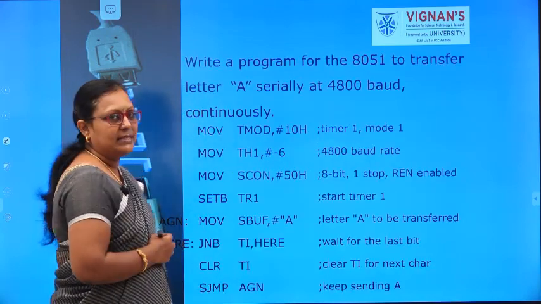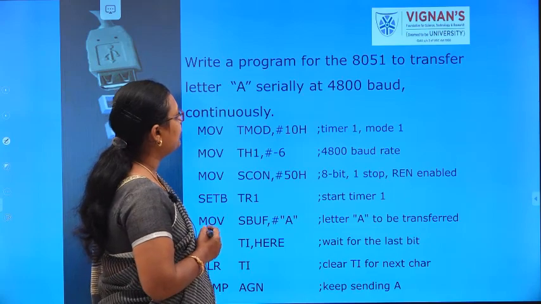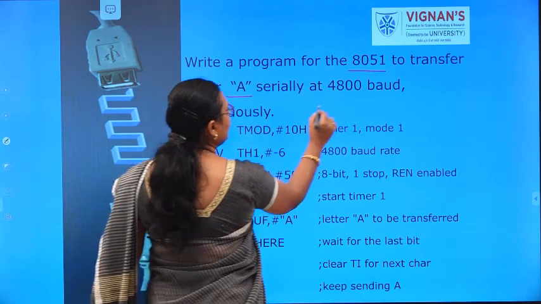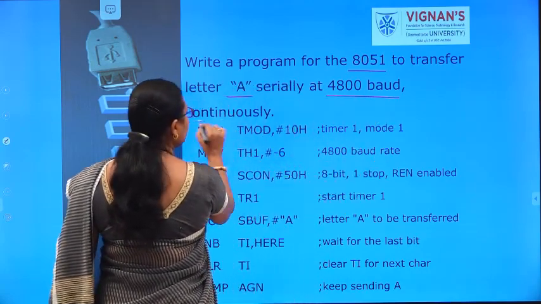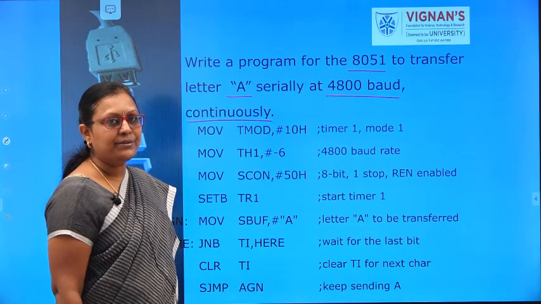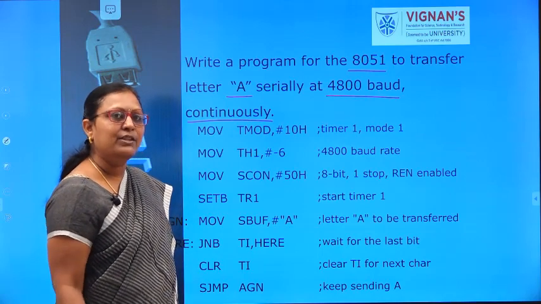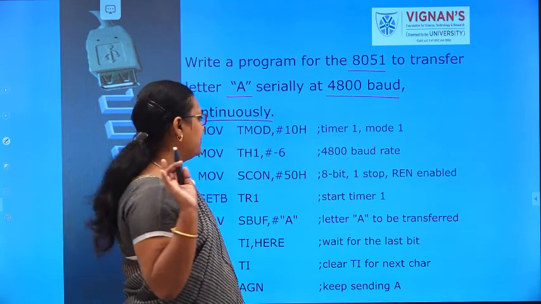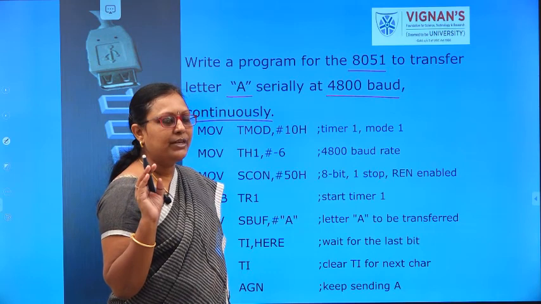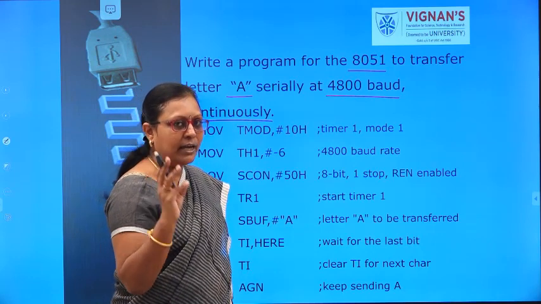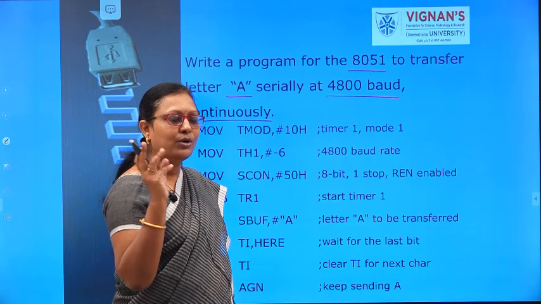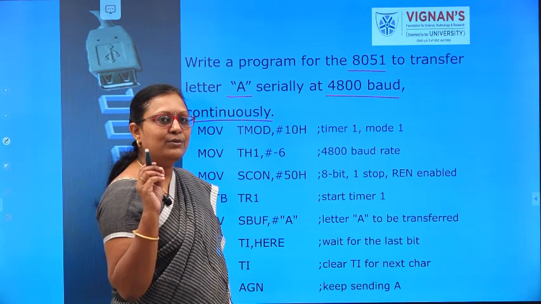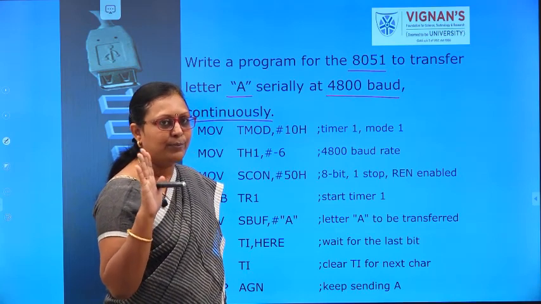I am going to take one example: write a program for the 8051 to transfer the letter A serially at 4800 baud continuously. It has to be transmitted continuously with 4800 baud, and the letter A has to be transmitted. So what is the first step? We have to initialize the timer mode register, load the baud rate, initialize the SCON register, and start the timer. These four things have to be done first.